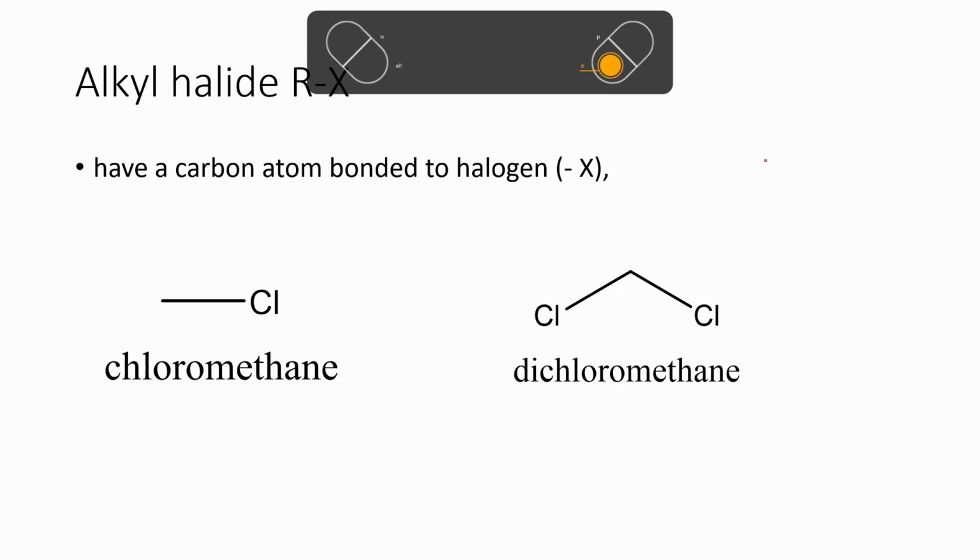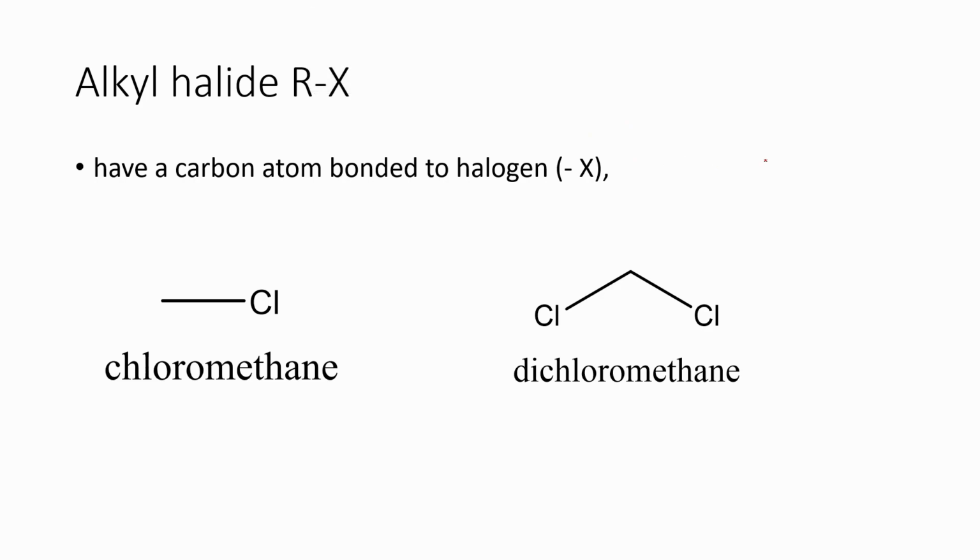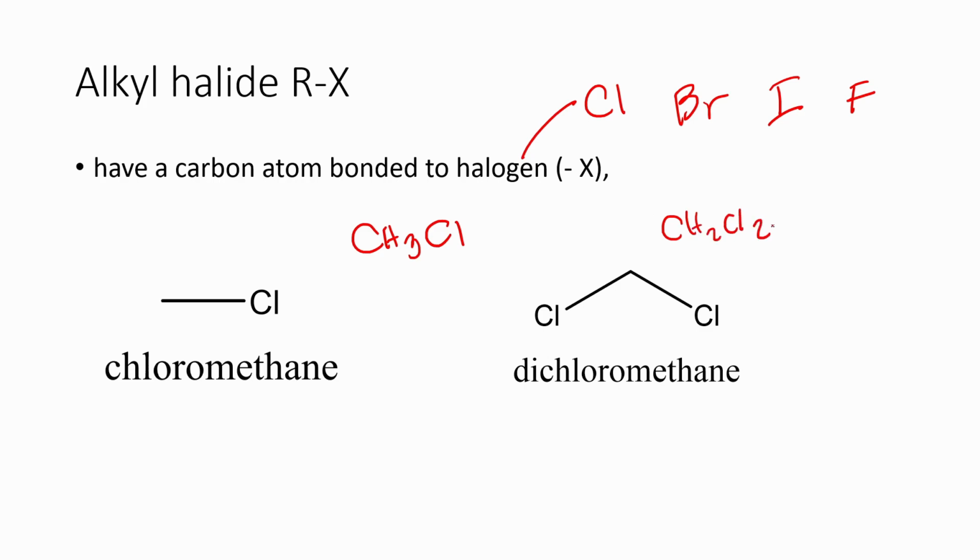So alkyl halides have a carbon attached to a halogen, which is represented by X. So halogens are our chlorine, bromine, iodine, and fluorine. Alkyl halides are usually like our chloromethane and our dichloromethane. These are simply carbon compounds in which there is a halogen attached to one of the carbons, RX.